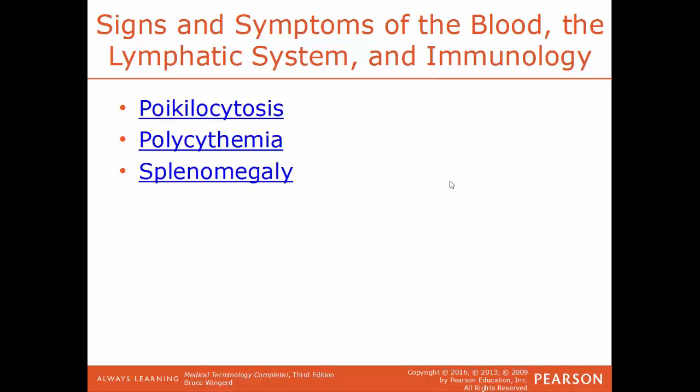Last term here, splenomegaly. This is an abnormal enlargement of the spleen. Organs don't just get larger on their own for no reason. If an organ is getting larger, there's obviously something causing that.